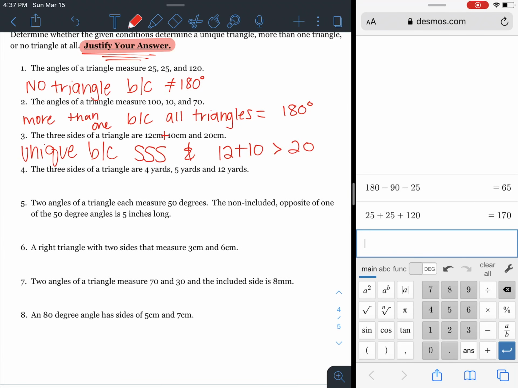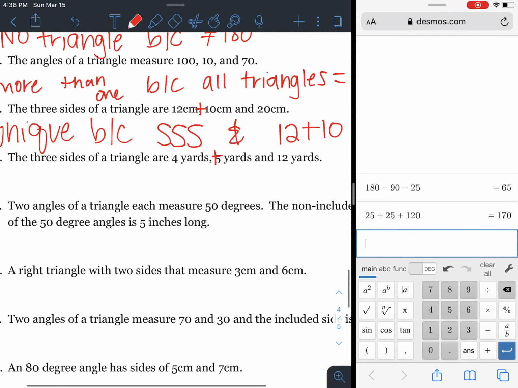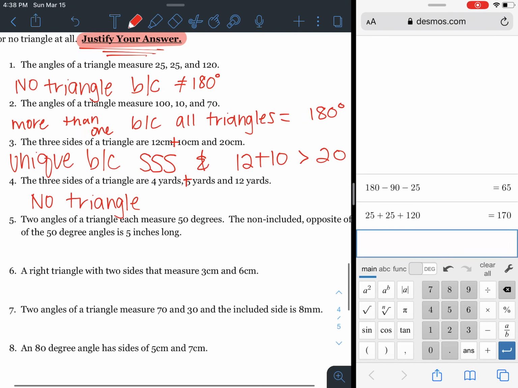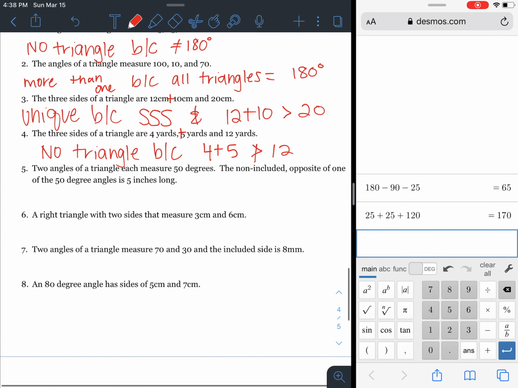Next one, 3 sides. So this one could be side, side, side. But 4 plus 5 is 9. That's not bigger than 12. So this one's no triangle because 4 plus 5 is not bigger than 12.